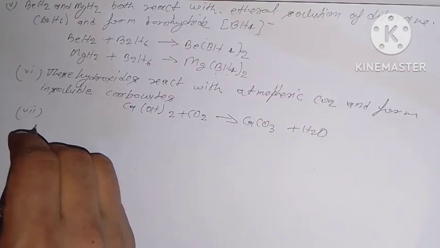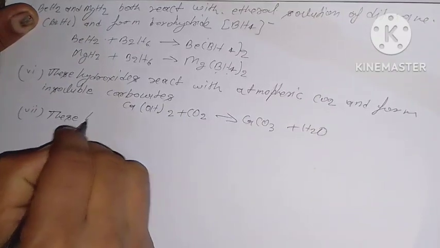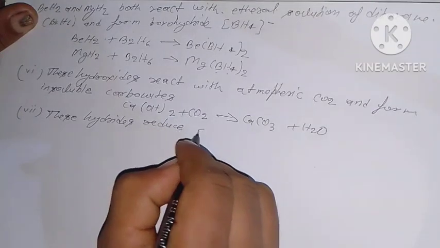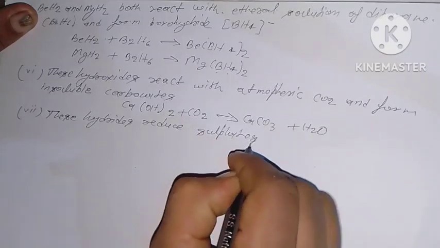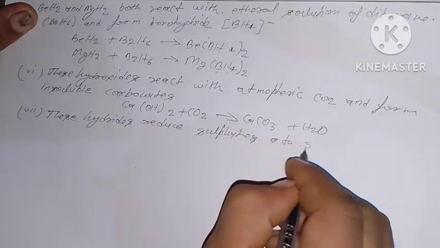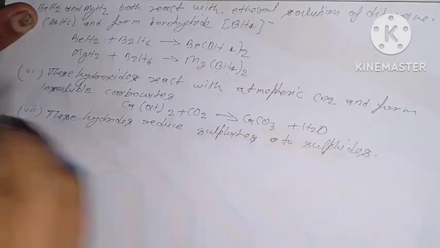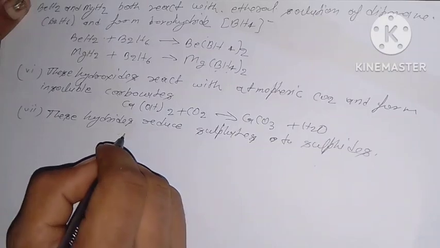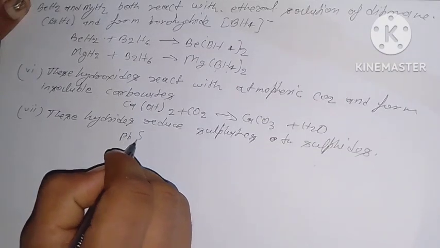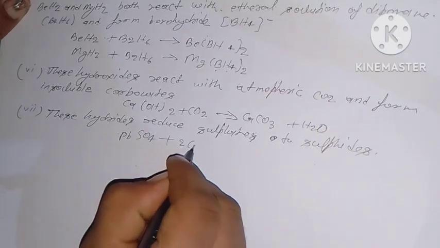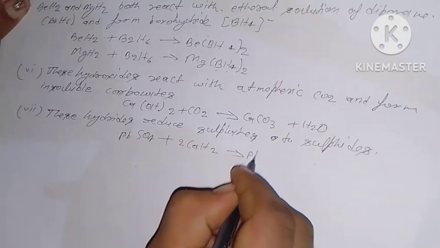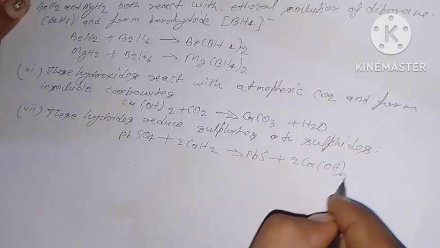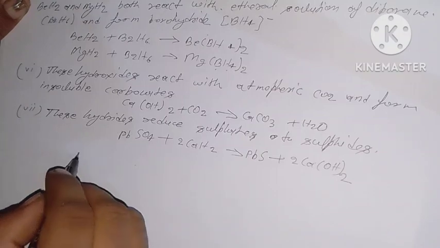Seventh point: these hydrides reduce sulfates to sulfides. PbSO4 (lead sulfate) plus 2CaH2 (calcium hydride) gives PbS (lead sulfide) plus 2Ca(OH)2 (calcium hydroxide). Next is structure.